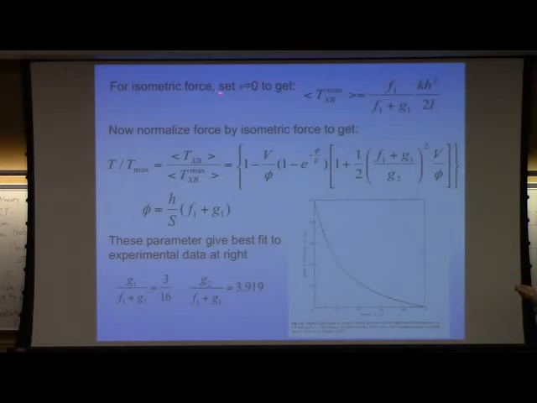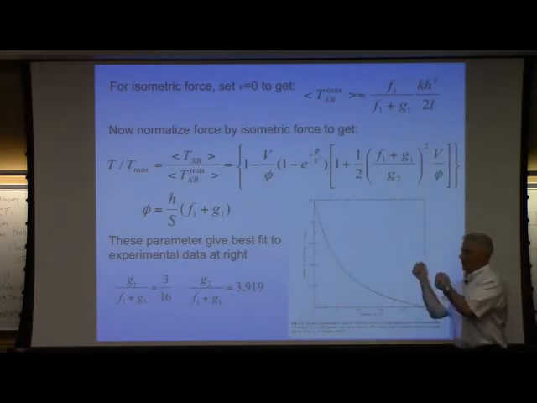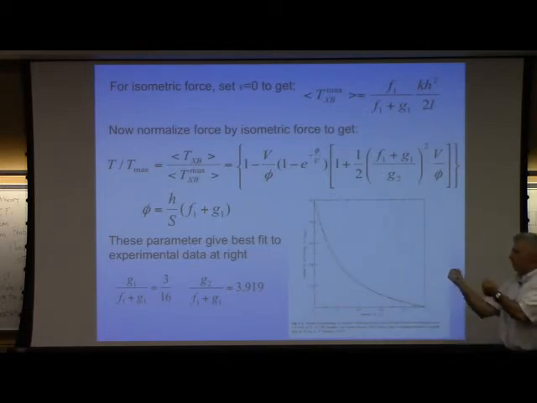Now, for isometric force, this is when V is equal to 0. So under isometric conditions, you have essentially all of the cross bridges out, pulling. So that's going to give you the maximum force. So here we're going to just make this simple. We know that maximum force occurs at 0 velocity. So we plug in 0 for the velocity, we can compute this, and now we can get a normalized force, which is this expected value over the maximum.